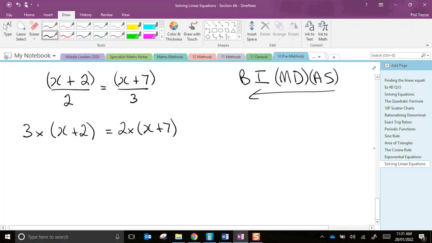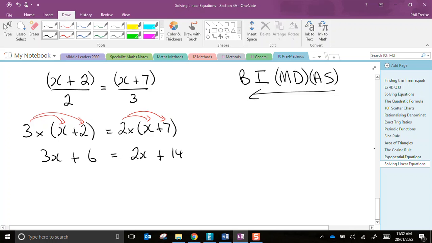Now the brackets actually make a lot of sense, because the 3 here has to multiply both the x and the 2. The 3 has to multiply all of that. Likewise, the 2 has to multiply all of this. So let's expand those. 3x and 3 times 2 is 6. 2 times x is 2x, and 2 sevens are 14.